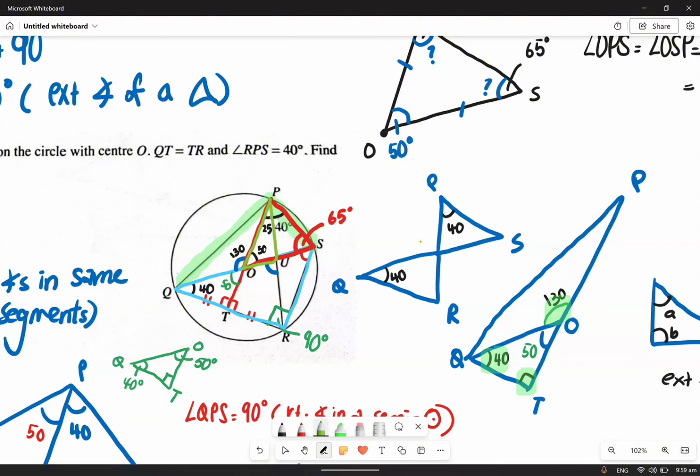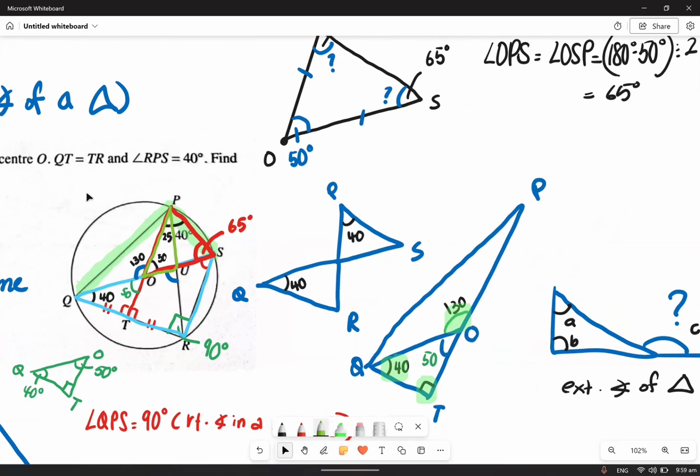Can you see this green triangle? What did I say about the green triangle? Exterior angle. You all understand? Can you all see the green triangle?